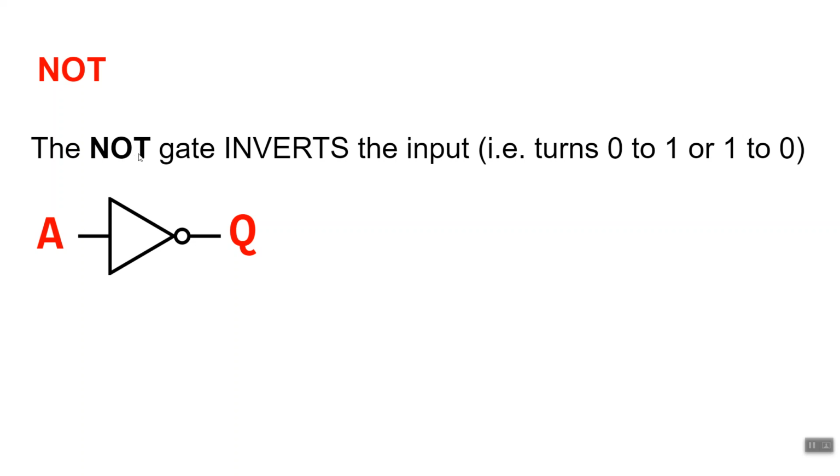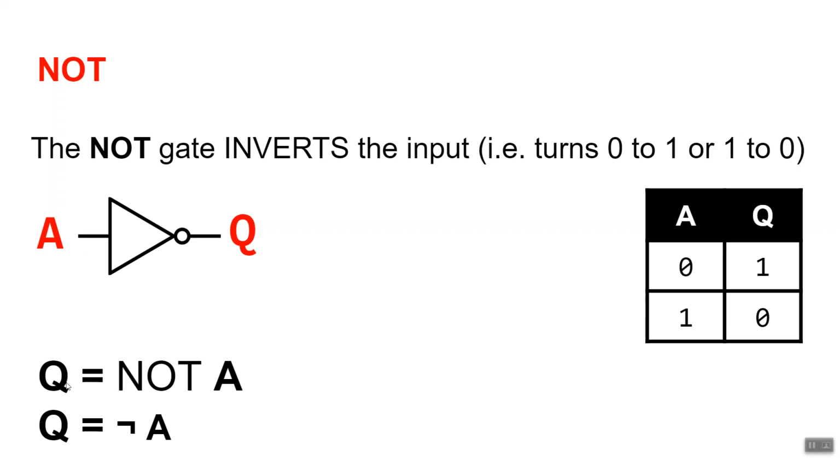So the first one we're going to look at is a NOT gate. A NOT gate basically takes whatever the input is and inverts it. So it turns 0 to 1, or if the input is a 1, it turns the 1 to a 0. Here is our input, and we express that in terms of Q. So Q equals NOT A, and there are some symbols that you need to start to get used to as well. Here is the symbol representing NOT, so Q is NOT A.